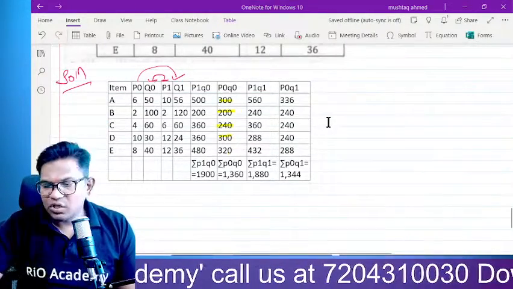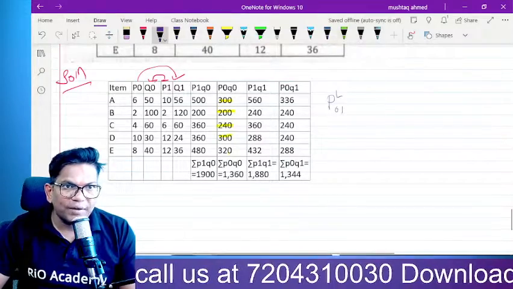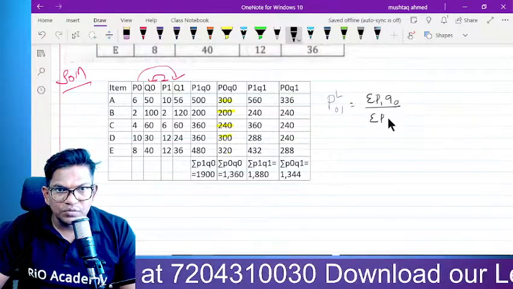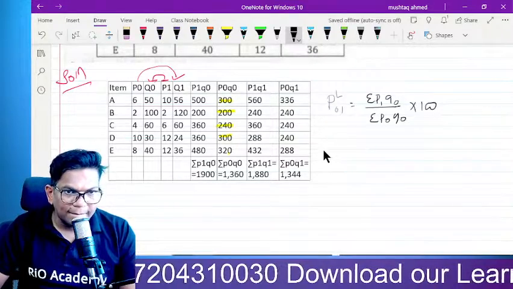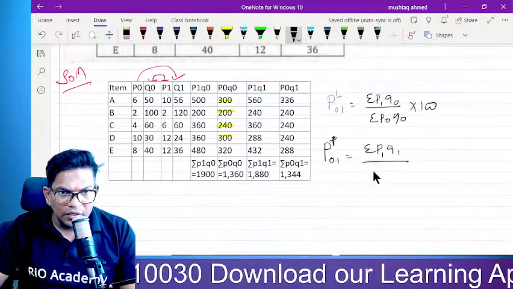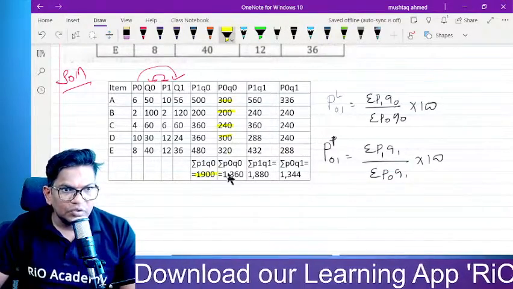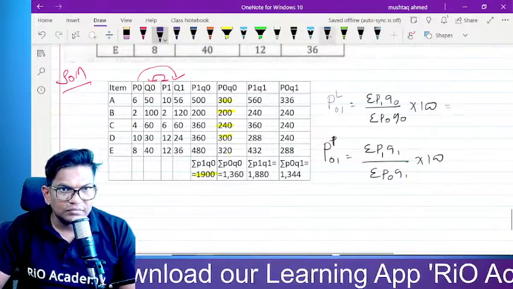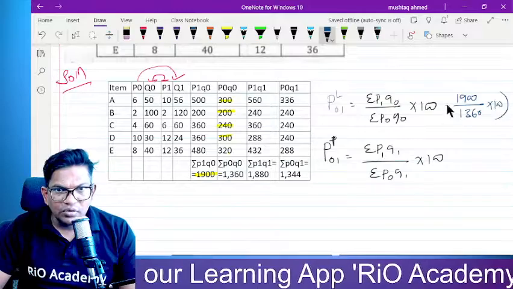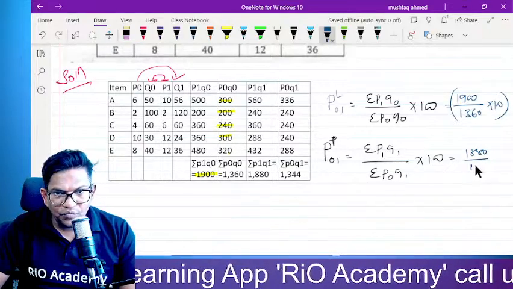Okay, remaining you know that, right? Let's solve this fast and finish it. First, last price P01 is equal to summation of P1 Q0 over P0 Q0. 1900 divided by 1360 into 100. 1880 divided by 1344.